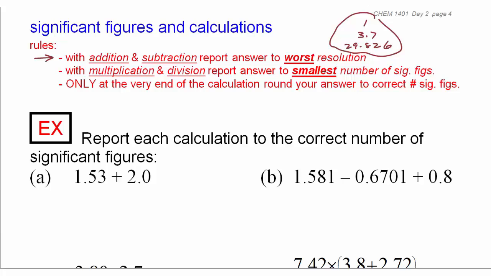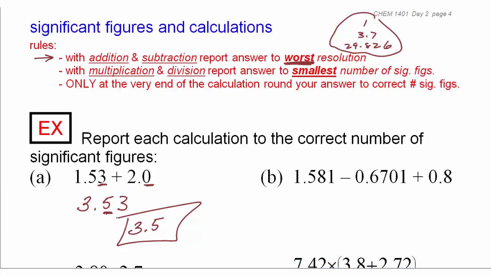Let's try it. Report each calculation to the correct number of significant figures. 1.53 plus 2.0. Well, you can do that in your head. That's 3.53. How many sig figs, though? So this measurement is to the hundredths place. This measurement is to the tenths place. Report your answer to the worst resolution. So we have to report our answer to the tenths place. So this works, but we should actually do some rounding here. 3.5. That's the best way to represent your answer.